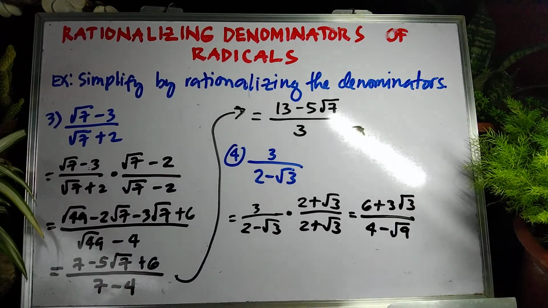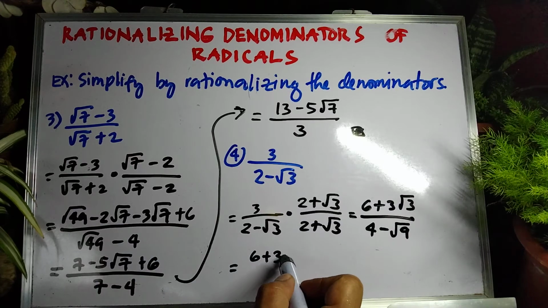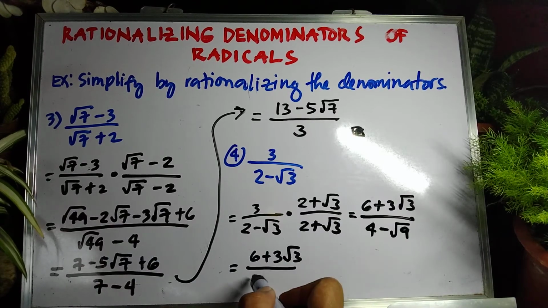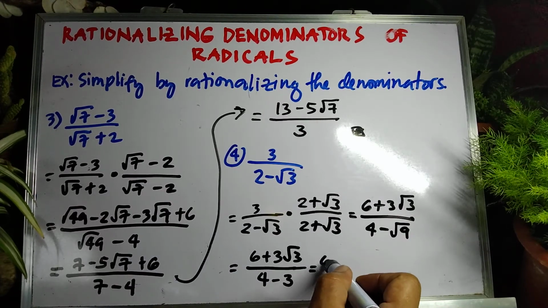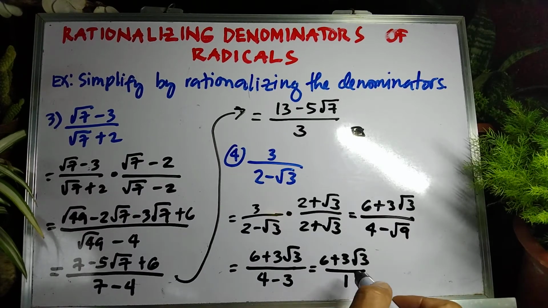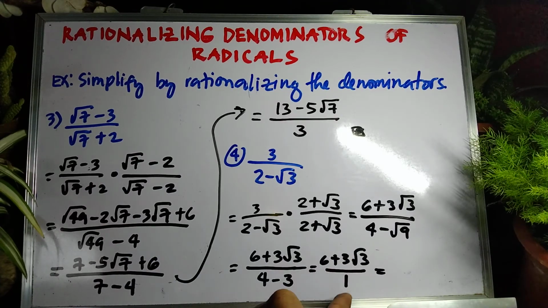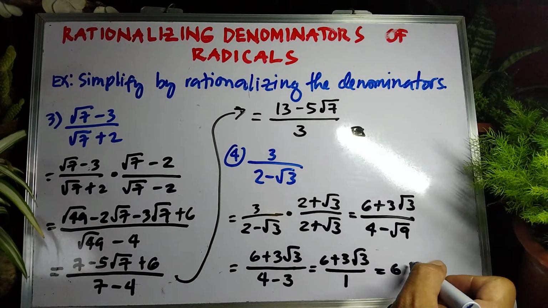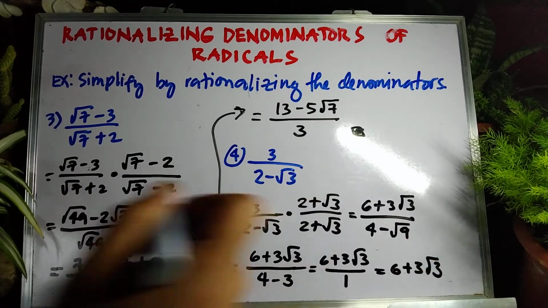So, we continue. You have 6 plus 3 square root of 3 over 4 minus square root of 9. What is square root of 9? That is 3. So, you have 6 plus 3 square root of 3 over 1. And that is simply equivalent to the numerator itself, since dividing by 1 gives the same value: 6 plus 3 square root of 3. That's it.